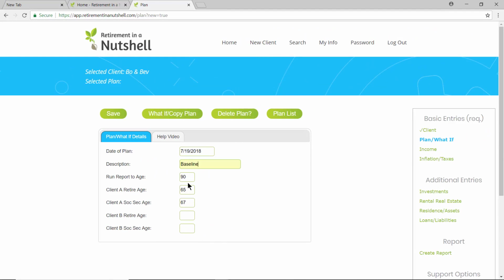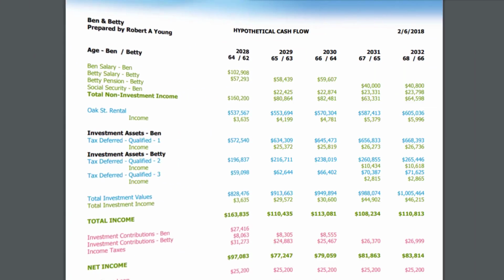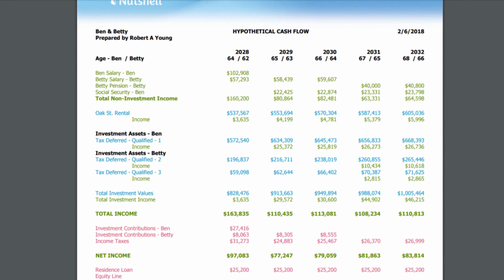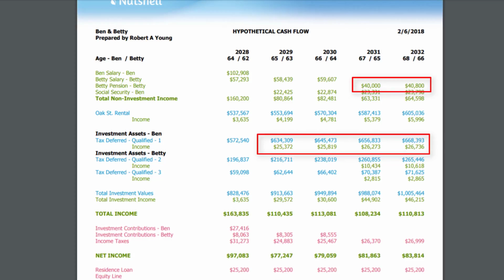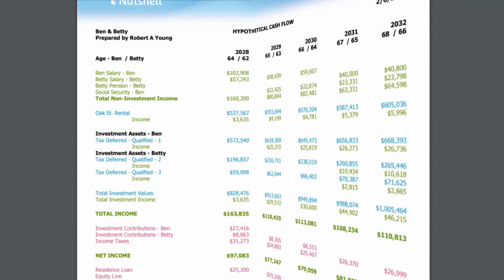The Plan What If screen is perhaps the most important of all the entry screens. It controls when all the items you later enter for income and investments start and stop. For instance, the program automatically assumes that all salary income and investment account contributions start this year and stop in the year before the age you enter here as the client retirement age. The program also assumes that defined benefit pension income and withdrawals you entered for investment accounts start at the retirement age you enter here and run for the rest of the report years.